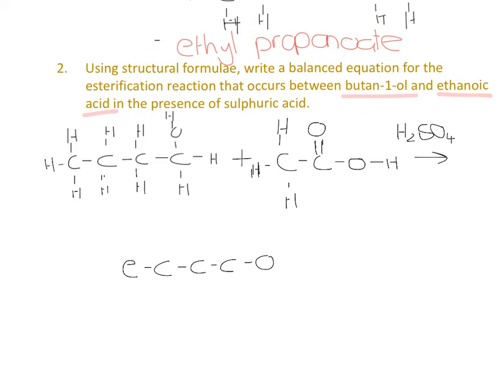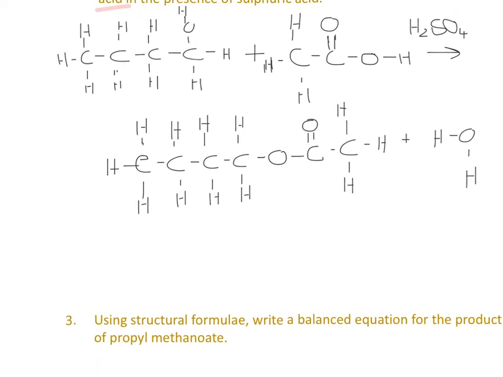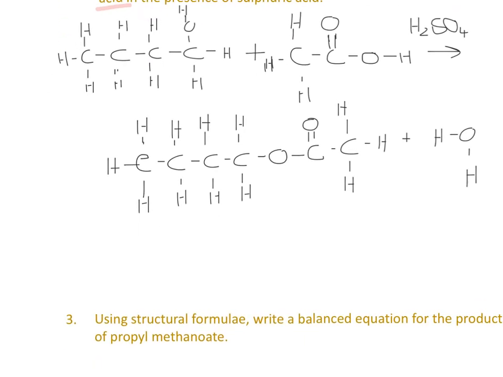Then we're going to have the oxygen, 2 carbons afterwards because that's the ethanoic acid. Don't forget all your hydrogens. And then, of course, without forgetting, we always create water. Now, this one's easy to name because the alcohol we used was butanol. So that means when we name this, this becomes butyl ethanoate.